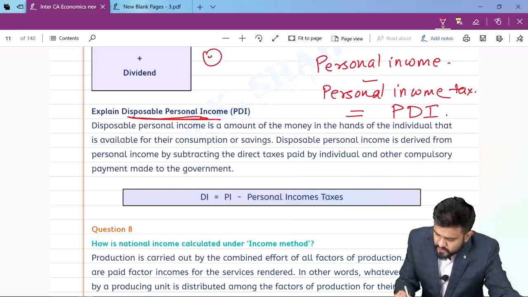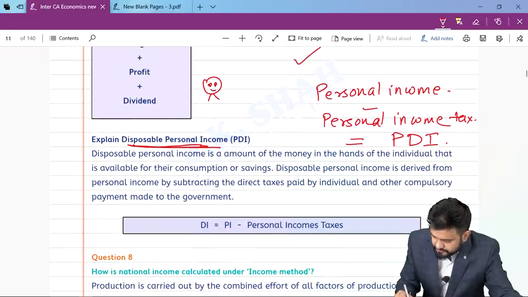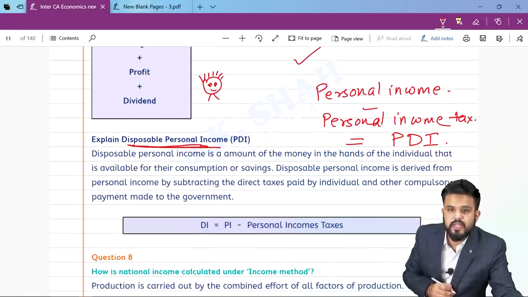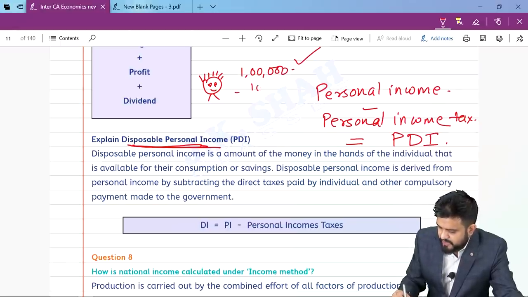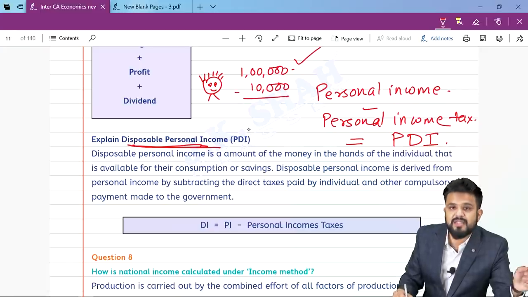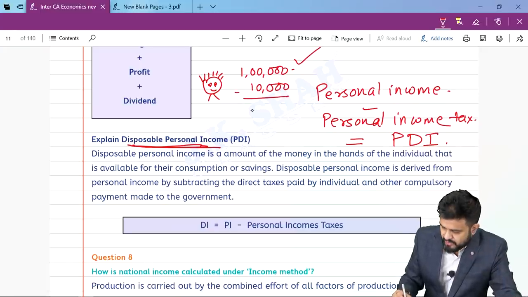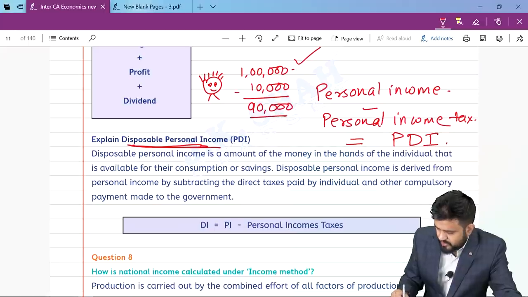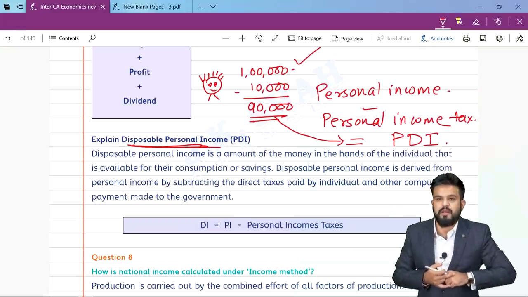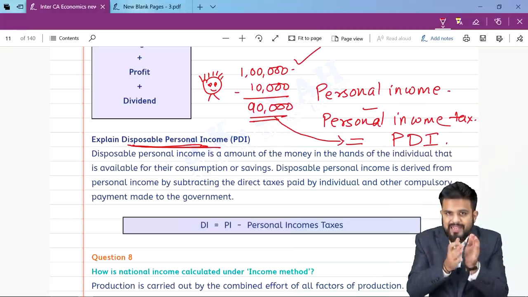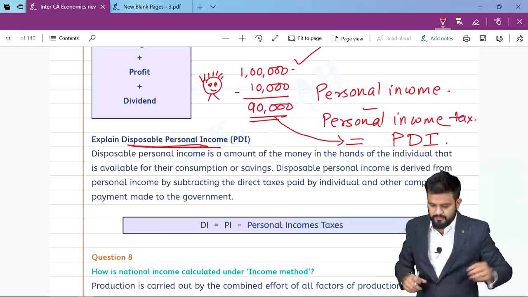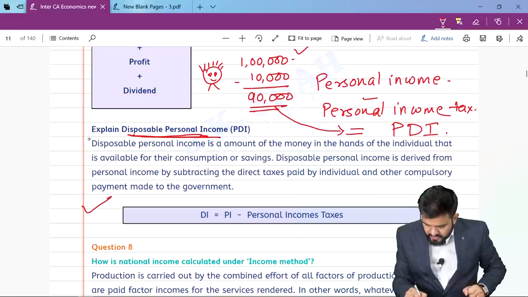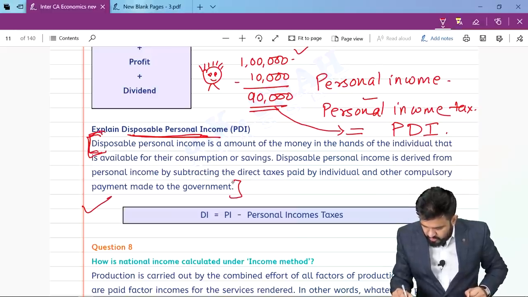Now say, for example, there is one person, Mr. A, who is earning 1 lakh rupees a month, paying 10,000 rupees personal tax to the government, just an example. So he is left with 90,000. 90,000 is at his disposal. 90,000 becomes personal disposable income. Income left after paying personal tax. So we are done with this. Please ensure you write all 4 to 5 lines.